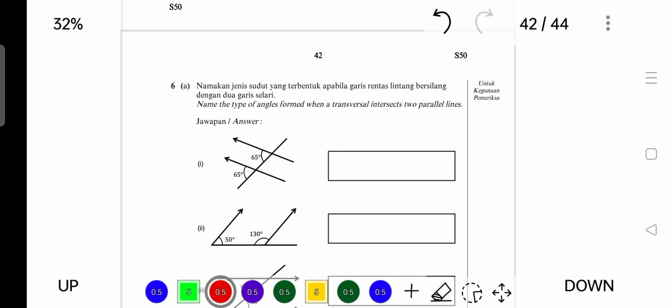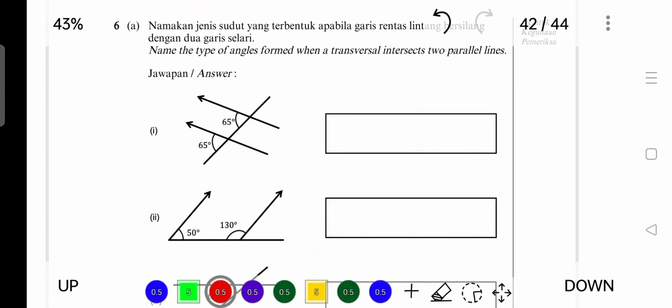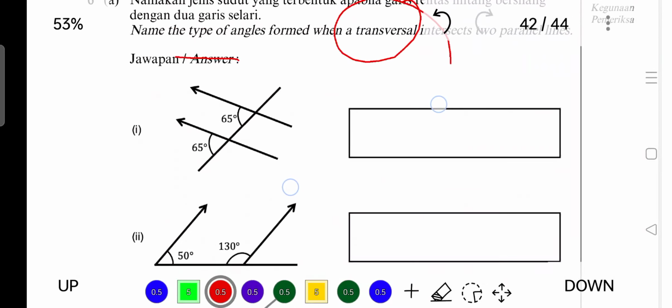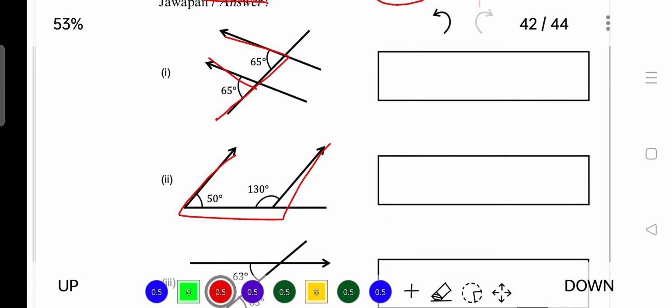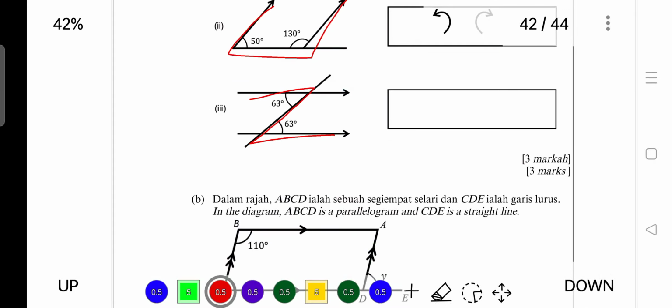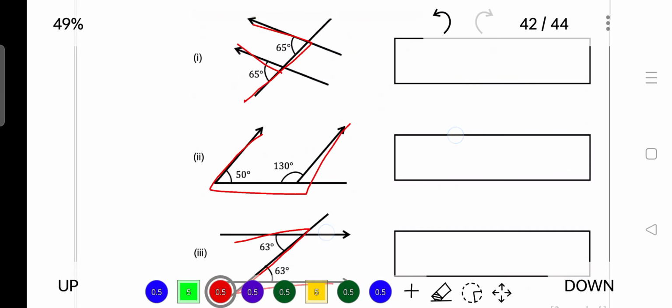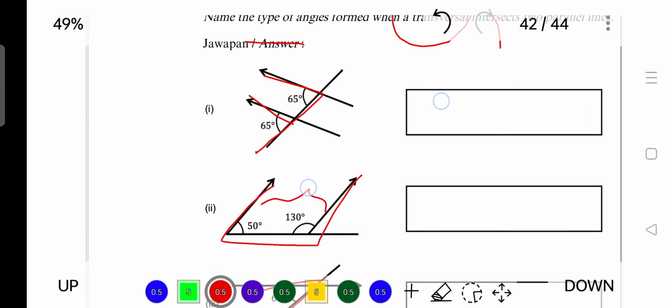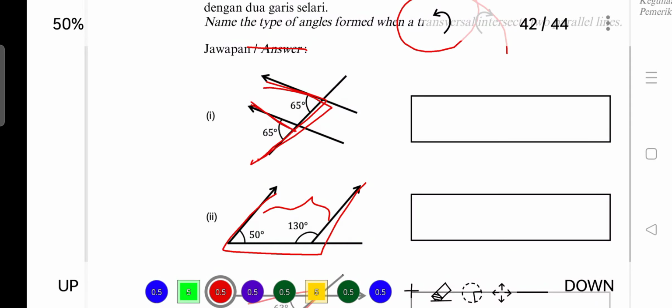We are finishing with these questions, right? We have 6A, 6B, and 6C, I believe. Okay, let's look at this. Name the type of angles formed when a transversal intersects two parallel lines. What will happen? What is the name? This is the F. This is the Z. Z is the alternate. When you add up this one, it becomes the sum of interior angle, and this is the corresponding angle.